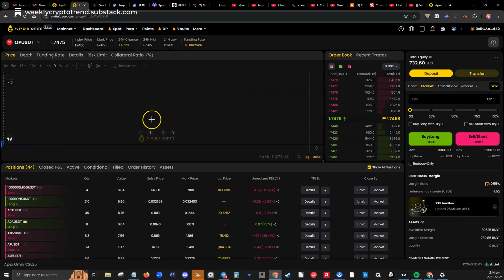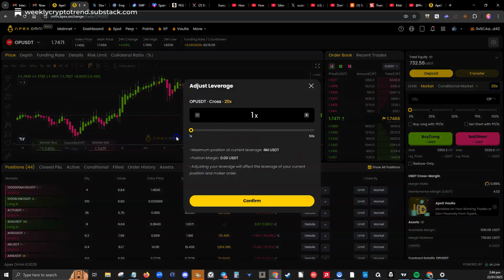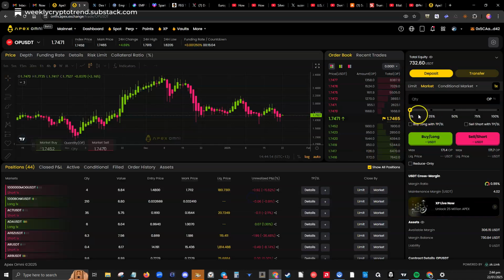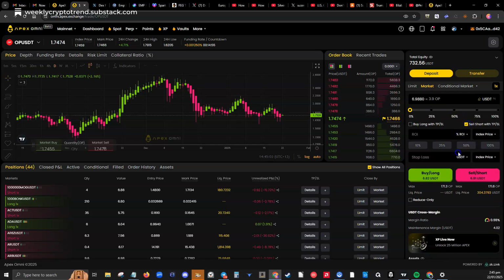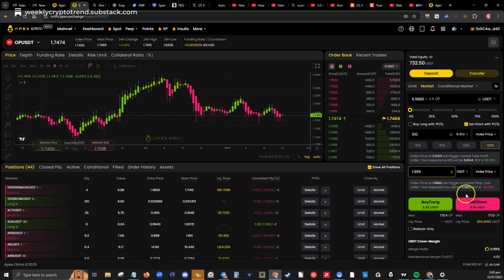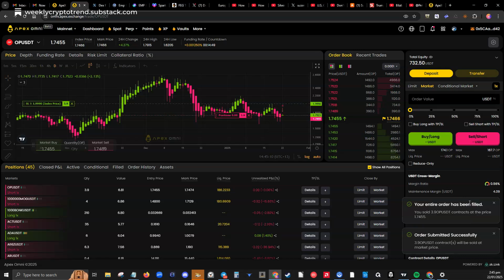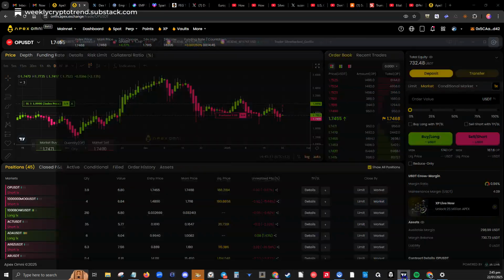OP. There you go. Get rid of the leverage straight away. Change that. Sell short. Short. There you go. So yeah, it's about a $7 trade. Beautiful. That's perfect.